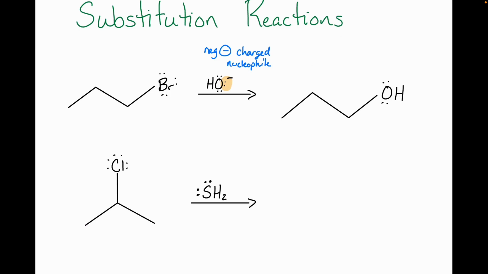So again, I'm going to swap out that leaving group, that chlorine, for my nucleophile. But importantly, if we have a neutral nucleophile, it will lose a hydrogen in this reaction. So I start out with SH2. What actually is bound to my molecule at the end here is just SH. So neutral nucleophiles will lose a hydrogen.